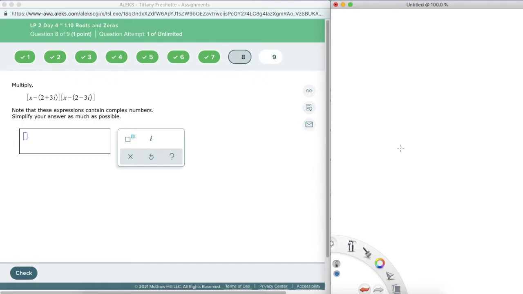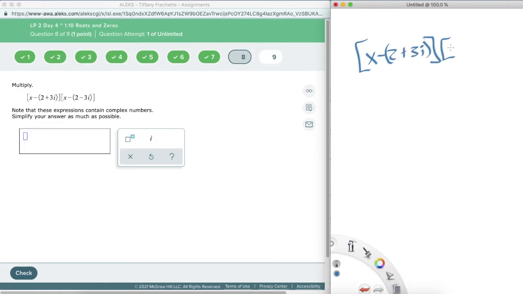So this is in the imaginary numbers. We want to multiply these two pieces together. So I have x minus 2 plus 3i. And i is our imaginary number.